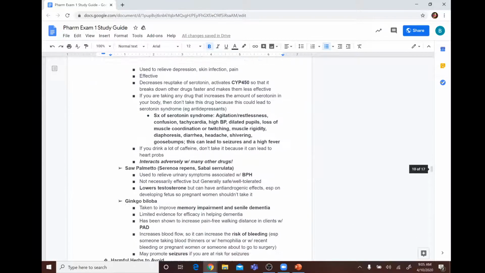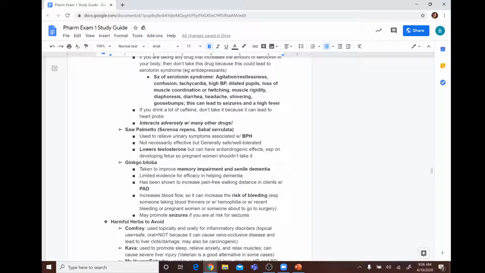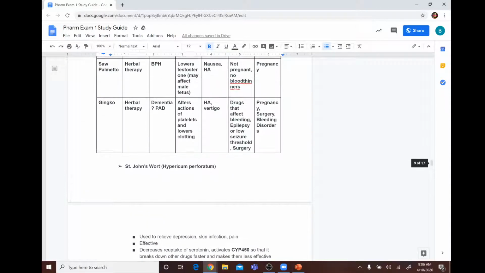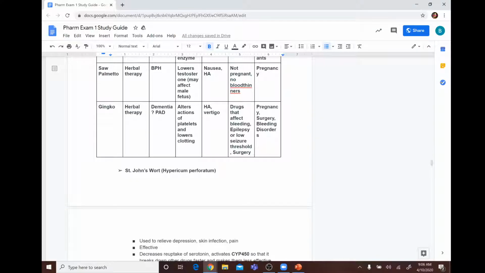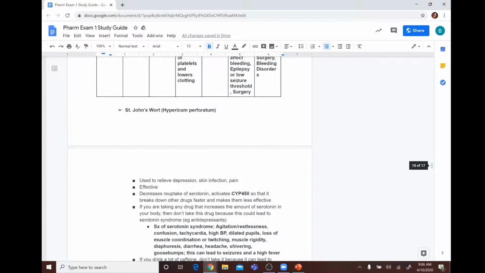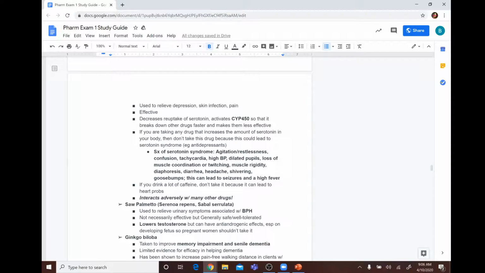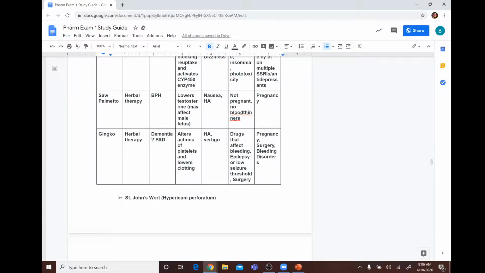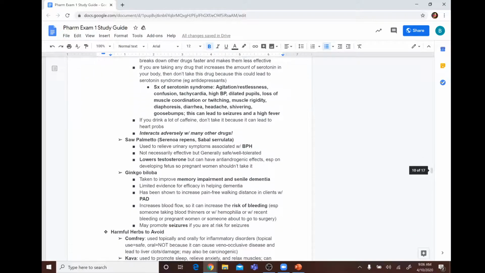What is ginkgo used for? Dementia and PAD. What is the action of ginkgo? Alters actions of platelets and lowers clotting. What are the side effects of ginkgo?